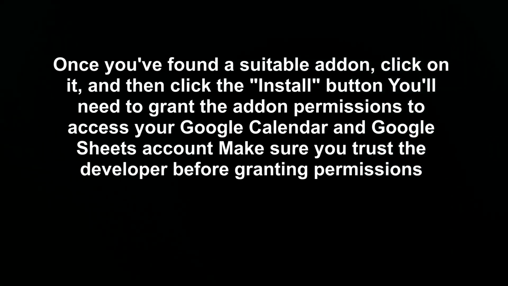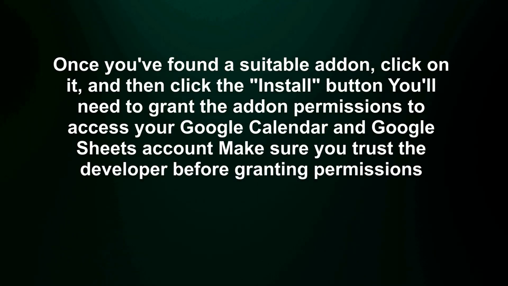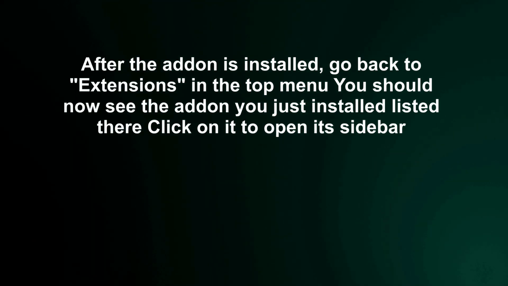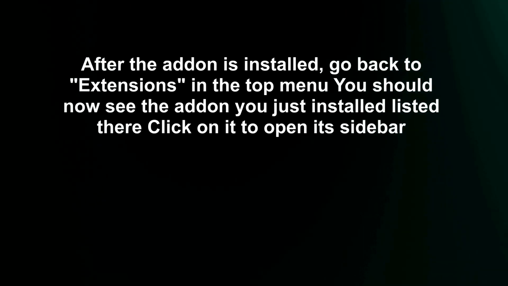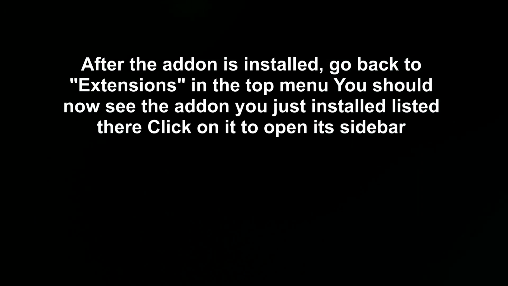You'll need to grant the add-in permissions to access your Google Calendar and Google Sheets account. Make sure you trust the developer before granting permissions. After the add-in is installed, go back to Extensions in the top menu. You should now see the add-in you just installed listed there. Click on it to open its sidebar.